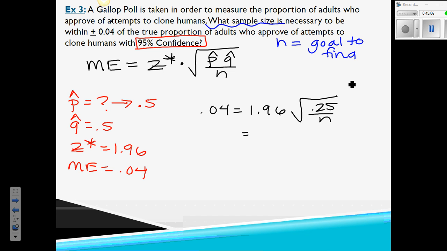Is that cool? All right, we're going to solve this a little weird, but it's not hard. I want you to think about this stuff. I want to solve for this n value, correct? I have to get it off the denominator, and I have to get it out of the square root. So first I'm going to take care of the square root. I'm going to square everything. You square everything, the square root will go away. So over here I have a fraction of 0.25 over n equals 1.96 squared times 0.04 squared.